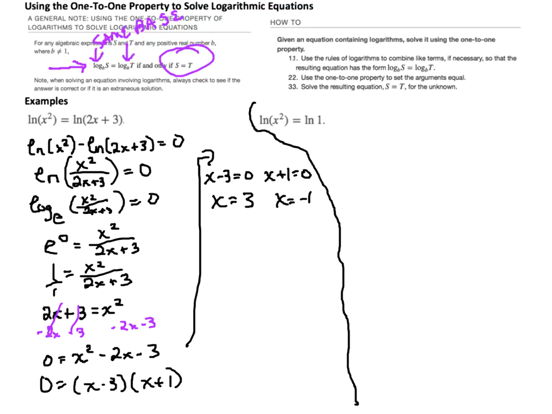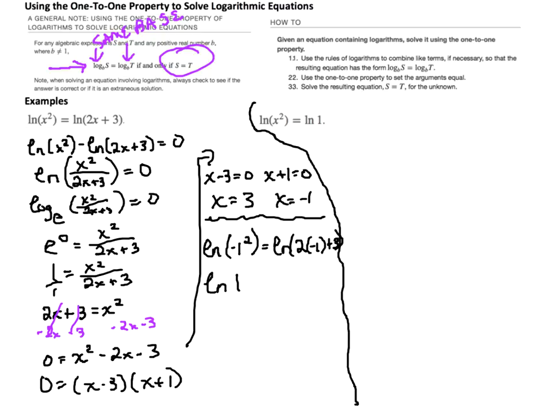I don't think negative 1 can be a solution. Let me double check this. Your book said that it could, but I don't know that they checked it. Let's check negative 1. So the ln of negative 1 squared equals the ln of 2 times negative 1 plus 3. Yep, this is no-go on that solution.